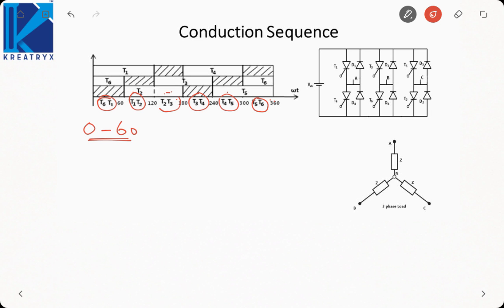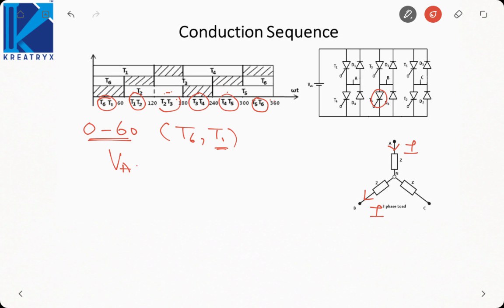Now as I told you earlier also, the thyristor from the upper group, that is T1, T3 or T5, will supply current to the load. The thyristor from lower group will take the current away from the load. Now T6 and T1 are conducting. T6 is related to B phase lower group, that is it will bring the current back from the load in B phase. T1 is connected to A phase, so it will take the current in.